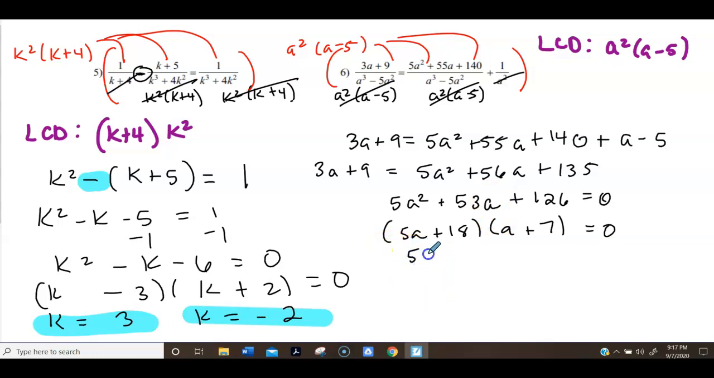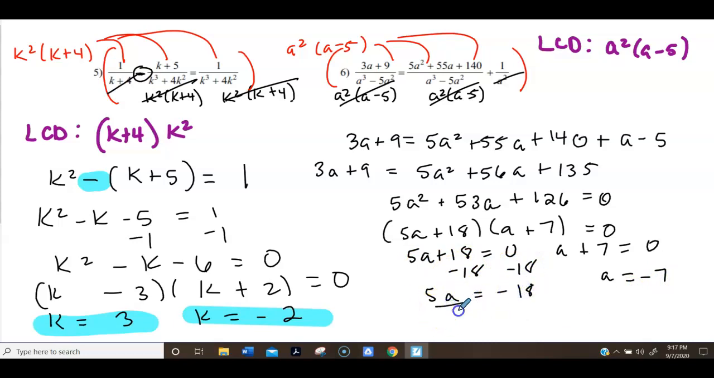So you have 5a plus 18 equals 0, and a plus 7 equals 0. So you subtract the 7 and you get a equals negative 7. Here you're going to subtract the 18, so 5a equals negative 18. You're going to divide by 5, so a is equal to negative 18 over 5. You do want to check them to make sure that the denominator does not go to 0 when you plug them in. I don't believe it does, so I think you're good to go.